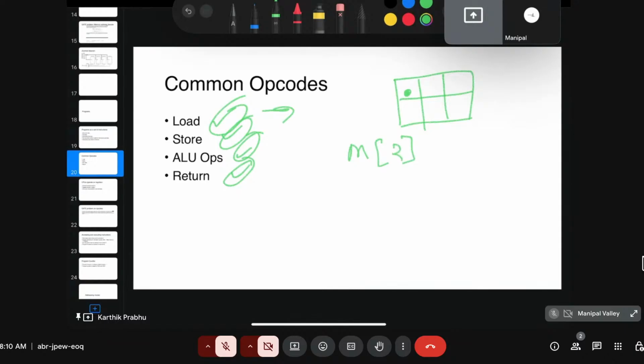So M3, if I write, for example, this would be the third location in this memory. Obviously it's not going to be M3, it's going to be M and a set of bits, like we discussed, a memory address. But let's say it is 3. So load is going to take the value of memory from M3 and put it in the register. That's what load is going to do.